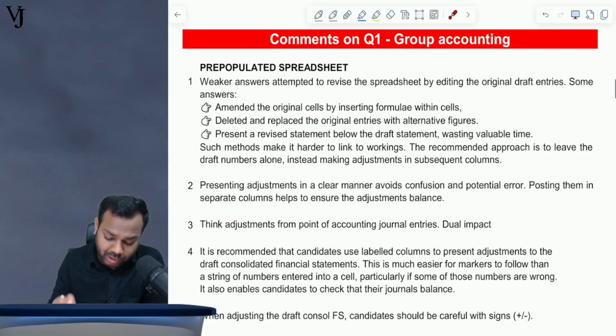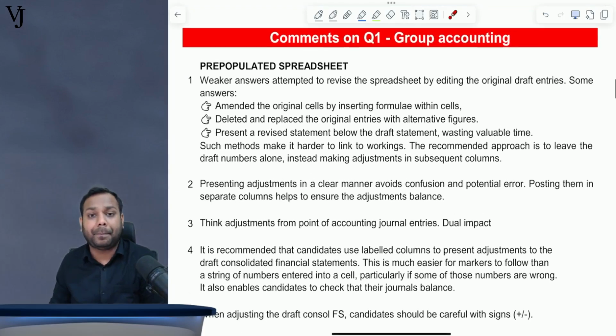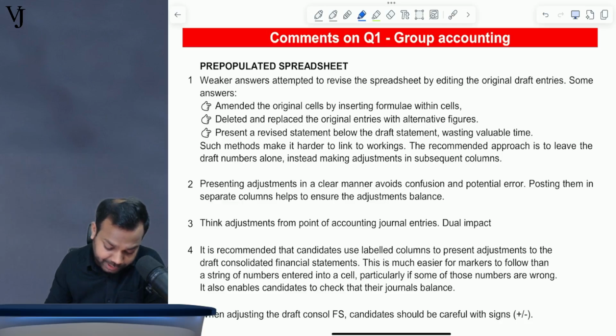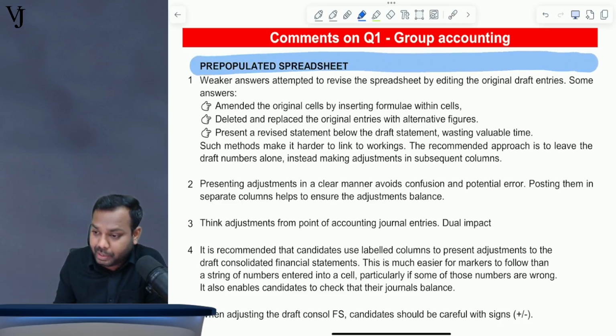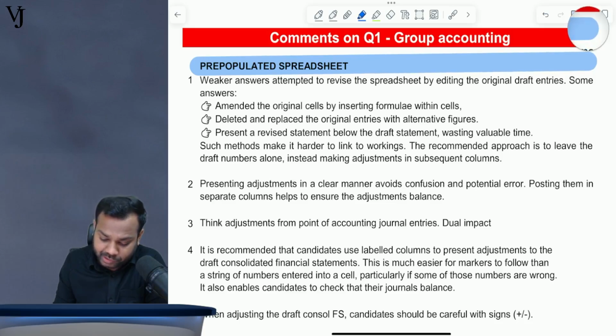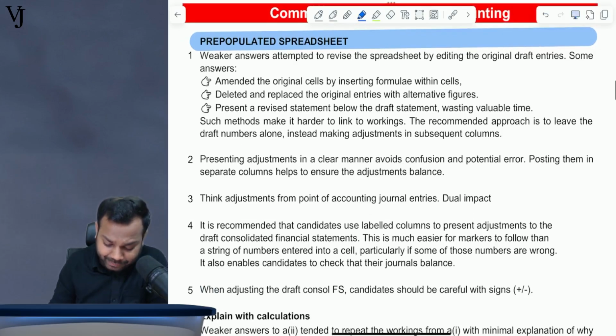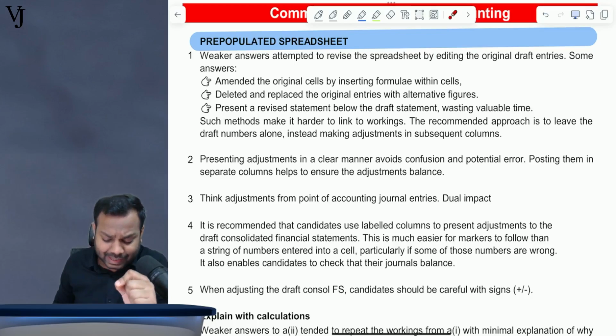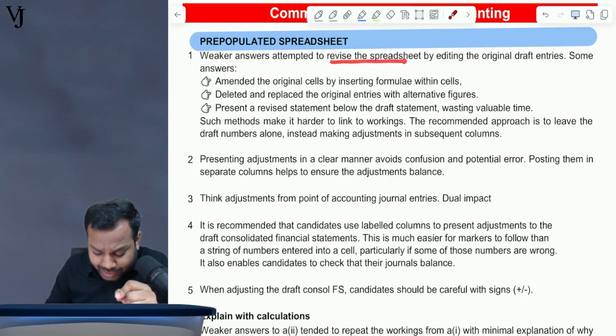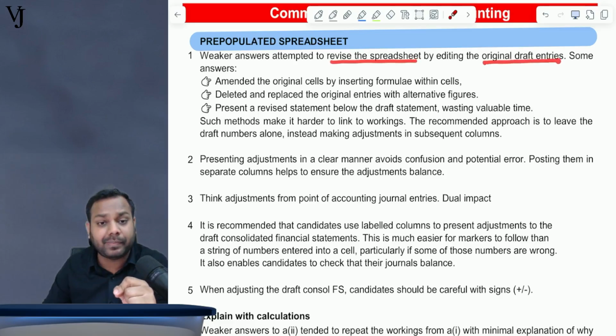On question number 1, group accounts, the pre-populated spreadsheet. There are comments on the pre-populated spreadsheet. Now, what are the comments? Let's read. Weaker answers attempted to revise the spreadsheet by editing the original draft entries.